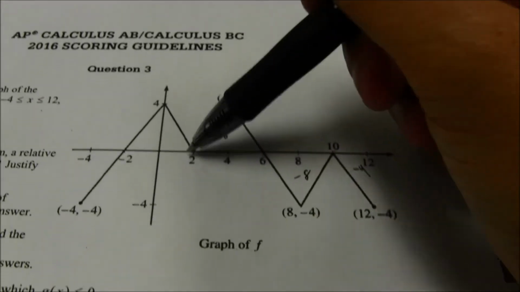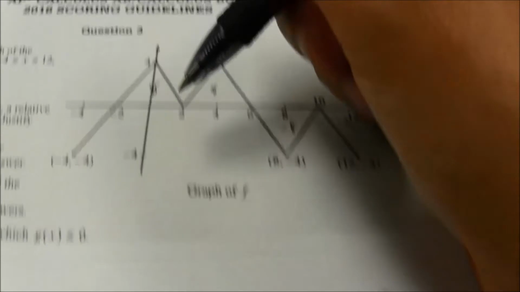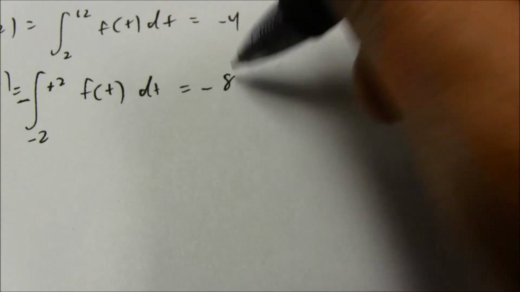And notice this area is a 4 by 4. That area is 8. But it's going to be the opposite sign. So it's going to end up being an area of, or an integral of negative 8. And then finally I want to find g of negative 4.